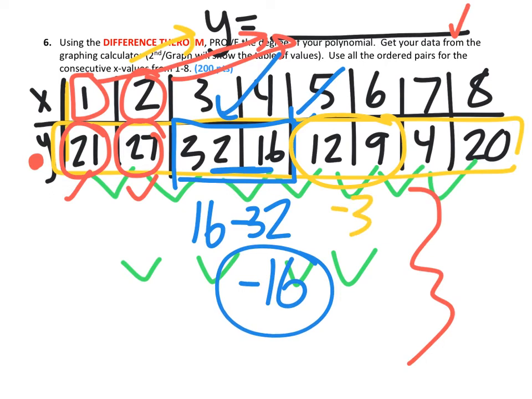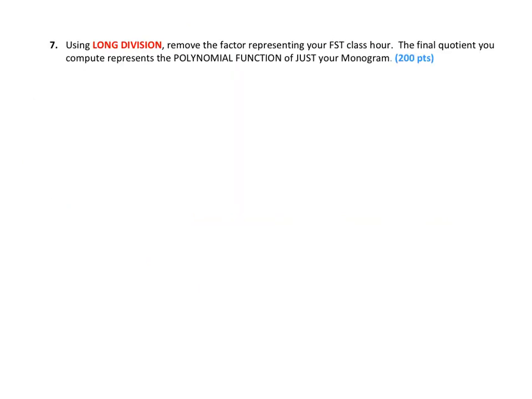So that difference is negative 3. So just be cautious and take it slow and it should work out. Step 7 here is worth 200 points. This is where long division is going to come into play. Again, I recommend just going back to your notes to review the long division part.